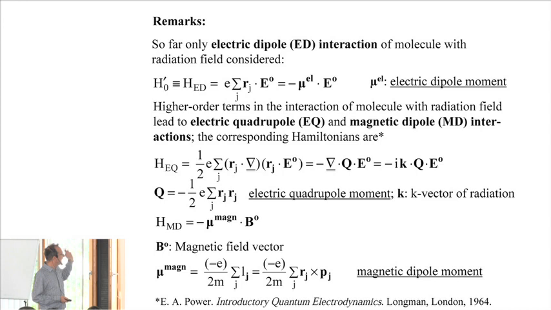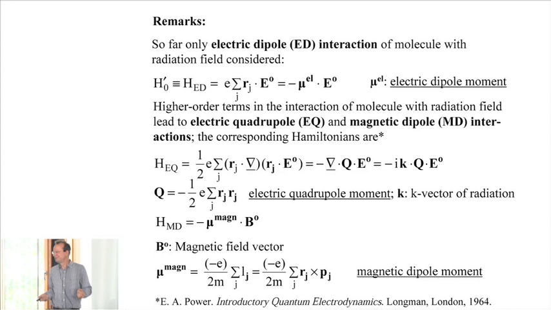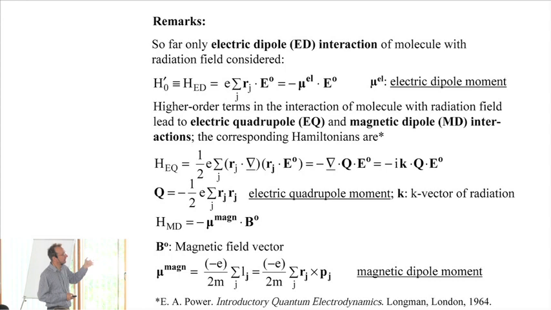But there are higher order terms in the interaction of the molecule with the radiation field, and actually all the people who have had higher level physical chemistry or spectroscopy courses know that. It's a Taylor series of exponent ikr. Higher order terms in the interaction of the molecule with the radiation field lead to electric quadrupole, EQ, and magnetic dipole, MD interactions, and the corresponding Hamiltonians are, and I have put one possible source here, but there are many others.